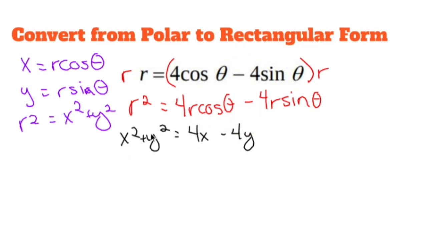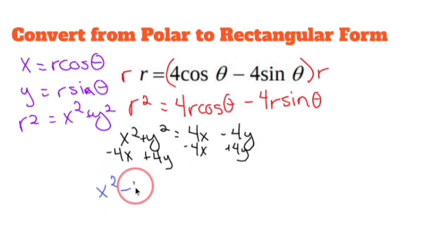Now, maybe we could leave it like this, and maybe some teachers would be happy with this, but I'm not really happy with this. What I want to do is make it look a lot prettier. So I'm going to move everything to the left. I'm going to subtract 4x from both sides, and add 4y to both sides. That gets me x squared minus 4x, leave some space, y squared plus 4y, leave some space, equals 0.